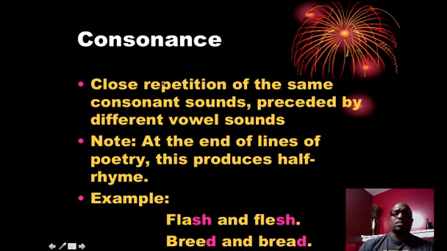All right, consonance. Close repetition of the same consonant sound preceded by different vowel sounds. So one thing you have to note is at the end of the line of poetry, this produces a half rhyme. So for example, flash and flesh, the sh sound at the end, that would be consonance. Breed and bread, they both end with the D sound, so that would be also an example of consonance.